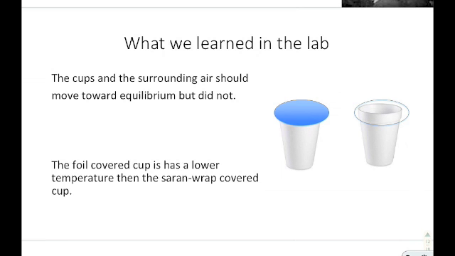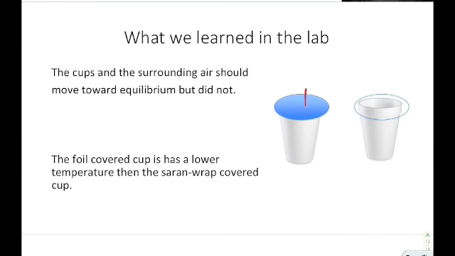In the lab, we had a cup that was surrounded by air. It should move towards equilibrium, and it didn't. The foil covered cup has a lower temperature than the saran wrap covered cup, and we wanted to explore the reason why. A lot of people speculated that the foil prevented the sun from shining on it, and the sun provides heat, and that might be the difference. If you look at that, that is most likely the case. There are three different methods of heat transfer, and the sun is one of them. So let's take a look at all of them.